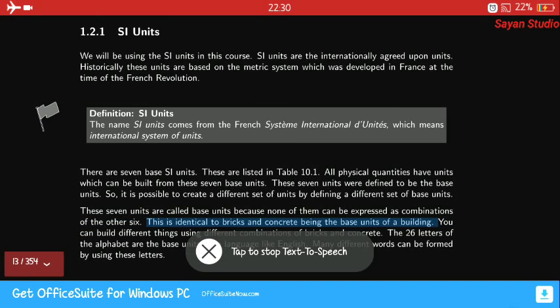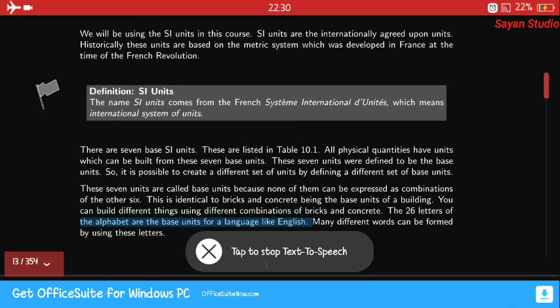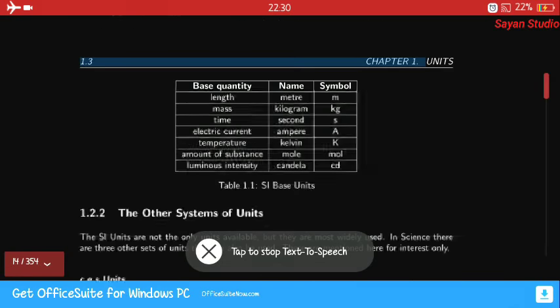This is identical to bricks and concrete being the base units of a building. You can build different things using different combinations of bricks and concrete. The 26 letters of the alphabet are the base units for a language like English. Many different words can be formed by using these letters.